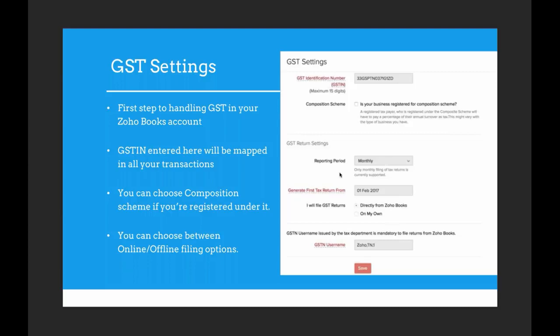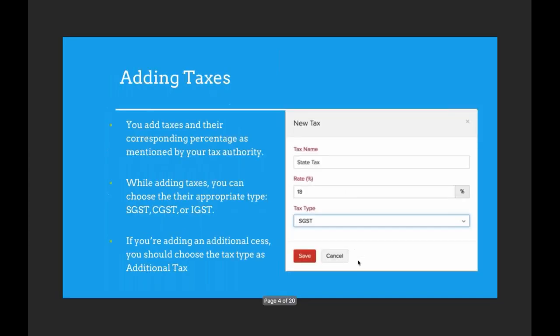And then we also take care of the other details. You can either file the GST returns online from within Zoho Books, or you can export the data from here and then file the GST returns on your own. Those things can be configured under the settings module. And you also have to specify your GSTN username so that your account inside the GST portal will be linked to the Zoho Books account.